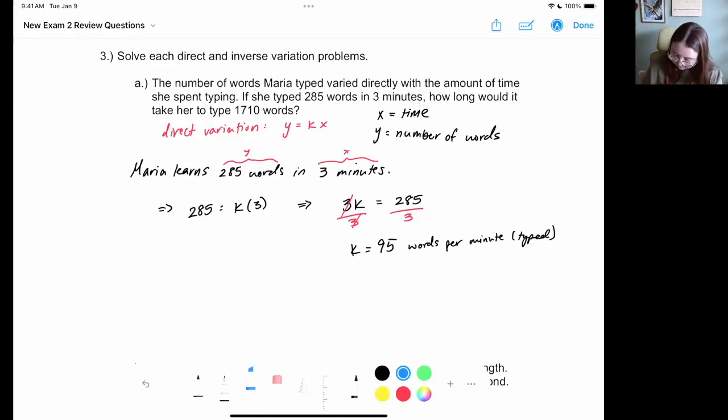We didn't know the value of k before, but now we do. So now this is going to help us find how long it takes her to type as many words as she can. To solve our new problem, we're saying that she's going to type 1,710 words at a rate of 95 words per minute, and we want to know how long. So that time we're talking about is the x. So we're going to solve for x. We're going to divide both sides by 95.